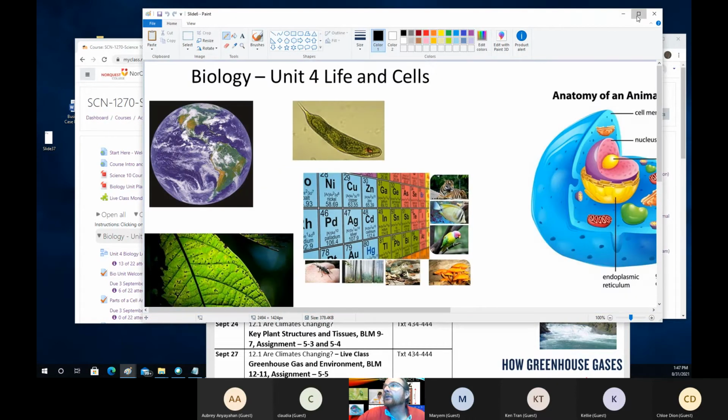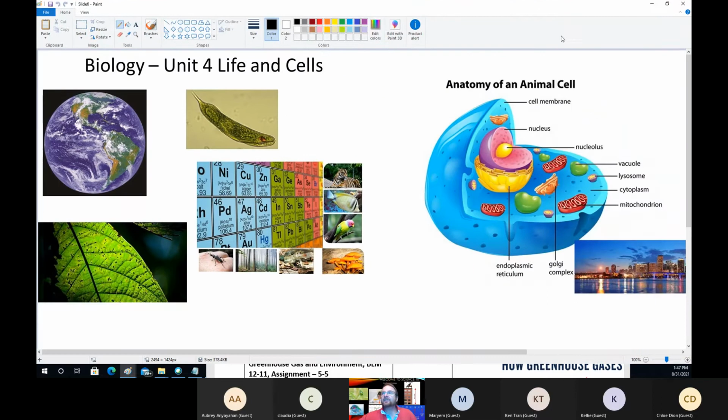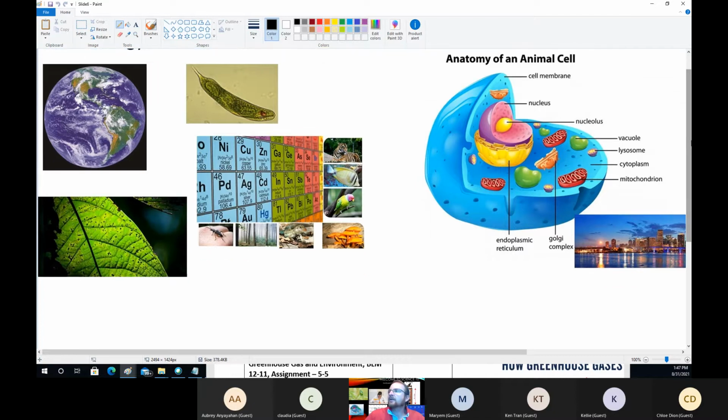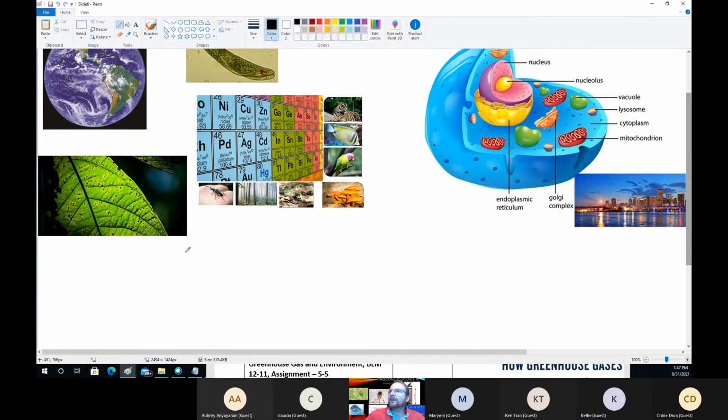A little lecture here. Biology, Unit 4, life and cells. We need to understand that all living things are made up of cells. And what do cells do? So let's write this down. I'm going to zoom. I'm just going to move down a little bit so I'll get a little bit more. Move down. Here you go. Cells.